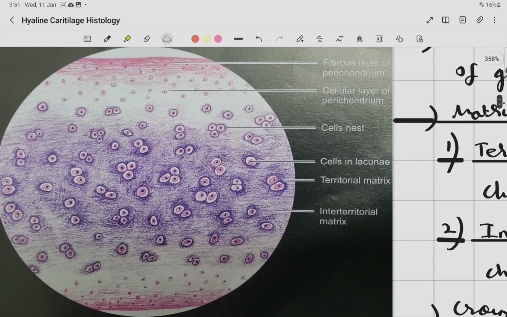The cell nest is present. The cells are present in lacunae, and there is the territorial matrix surrounding the cells in the nest, and the interterritorial matrix is also present.